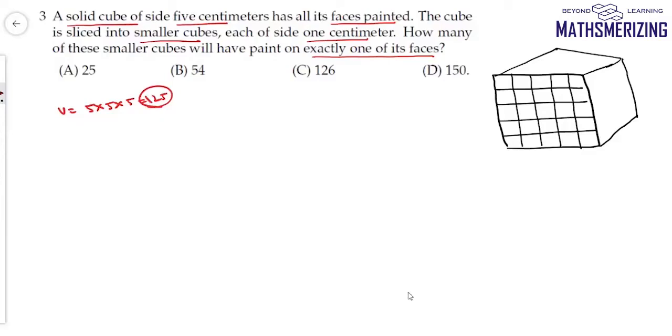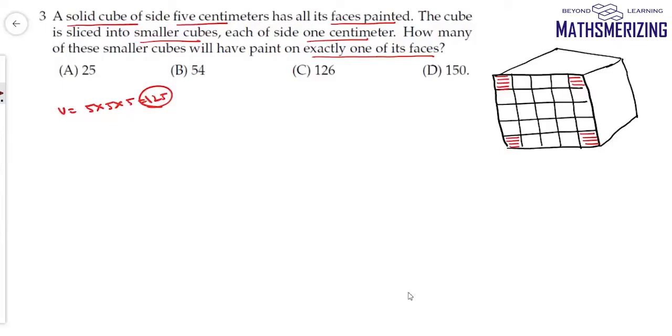Now out of these 125 small cubes, we need to find out how many cubes will have paint on exactly one of its faces. Now if a cube has paint on one of its faces, then it must lie on one of the faces of this bigger cube. So if we consider any one face, say for example this face, then all these 4 corner cubes are shared by 3 faces. So all these 4 corner cubes will have paint on exactly 3 faces.